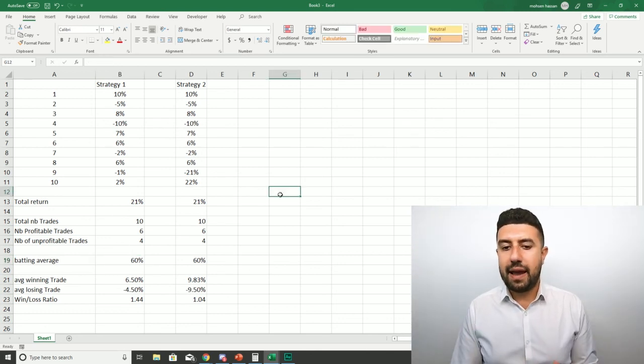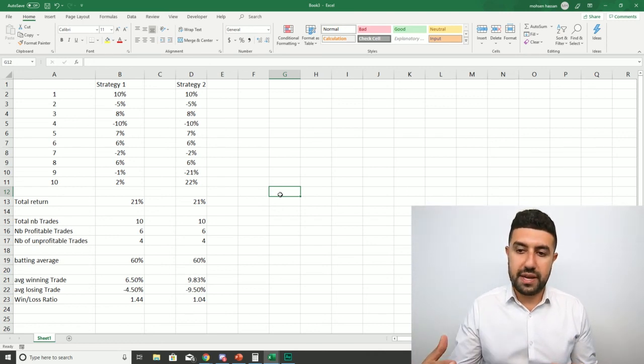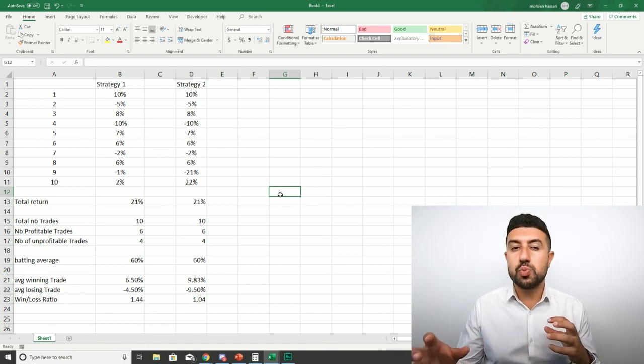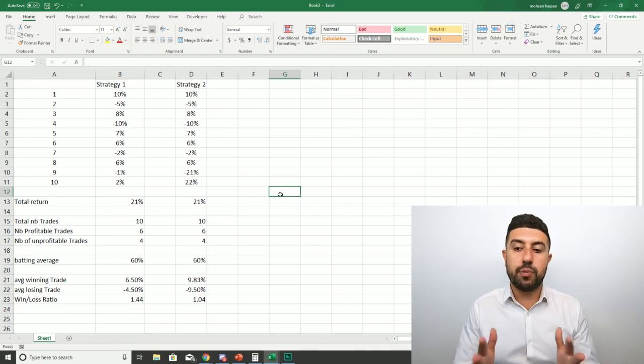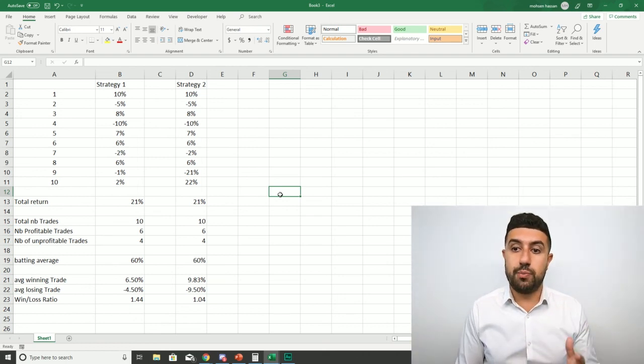Now, batting average and win-loss are not the only things you want to look at. There are actually more things that will even help you to better see the risk profile of the strategy. Because at the end of the day, you want to be able to compare different strategies, compare your results, see which strategy you want to put in money, which strategy you don't want to put in money. So this is batting average and win-loss ratio, and I'll see you guys in the next lecture.